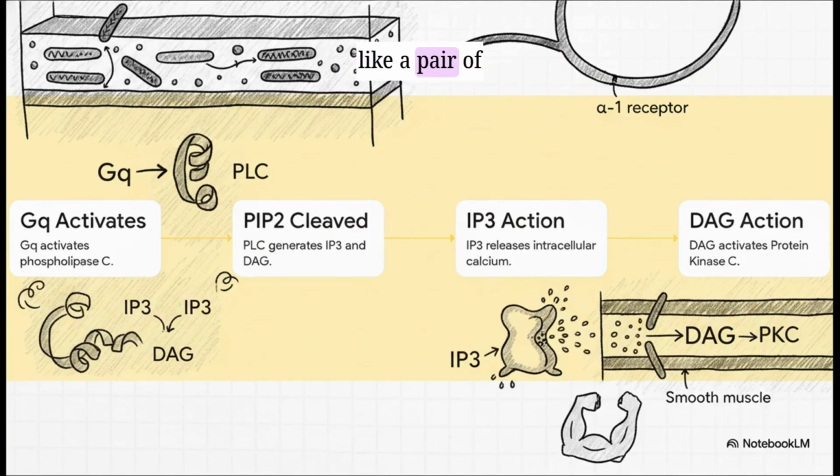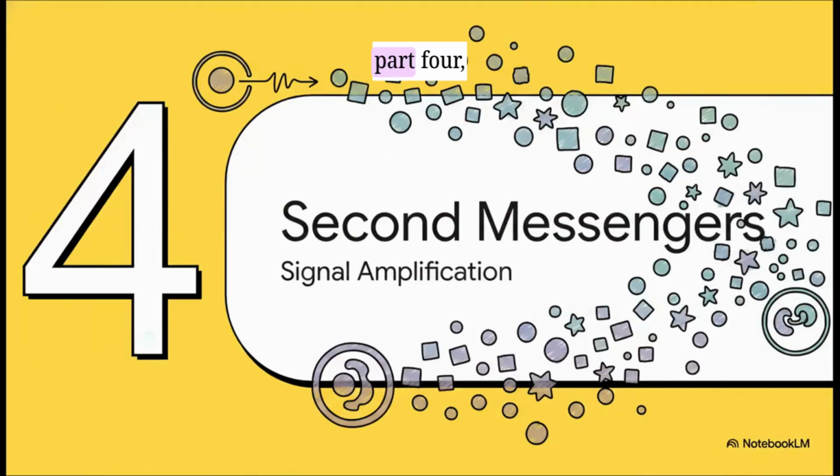This enzyme acts like a pair of molecular scissors, cleaving a membrane lipid called PIP2 into two distinct second messengers, IP3 and DAG. IP3 rushes straight to the endoplasmic reticulum and acts like a key, unlocking massive amounts of stored calcium. Meanwhile, DAG stays behind in the membrane to activate protein kinase C. This powerful pathway drives smooth muscle contraction and secretions, and it gets activated by alpha-1, histamine H1, and muscarinic M1 and M3 receptors.